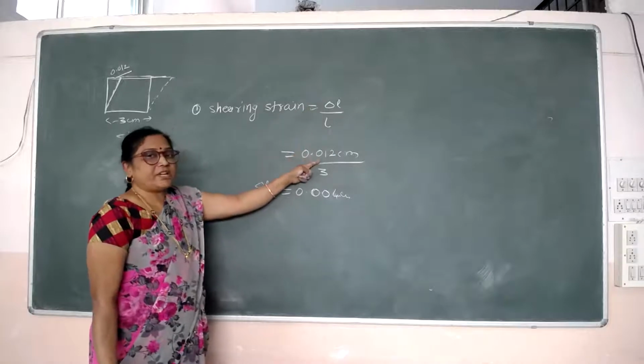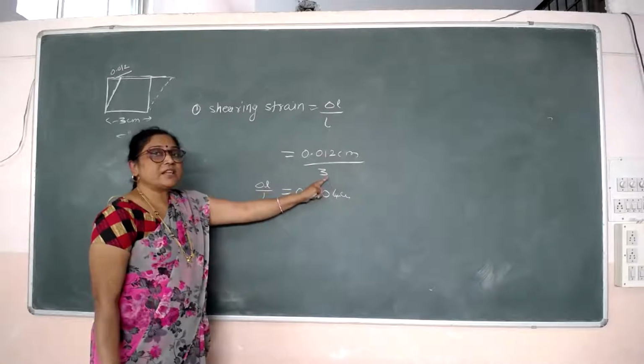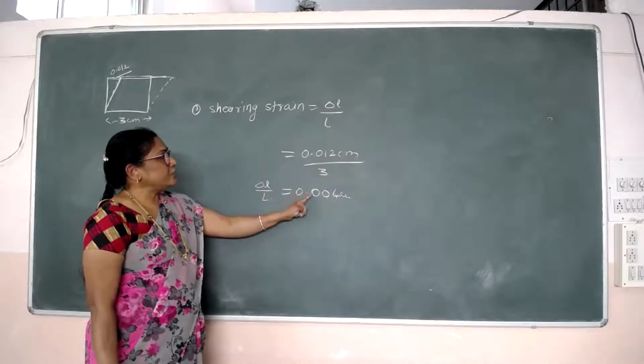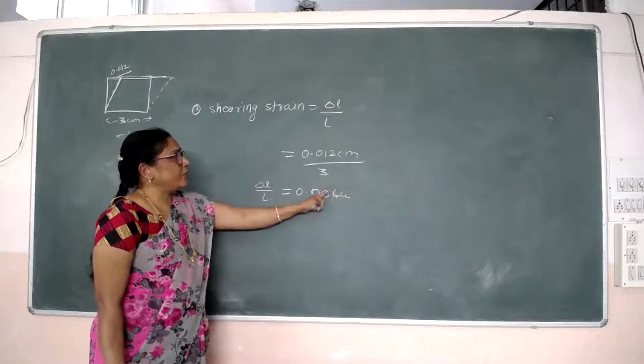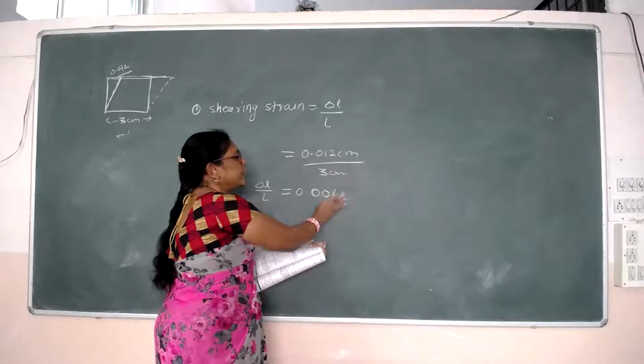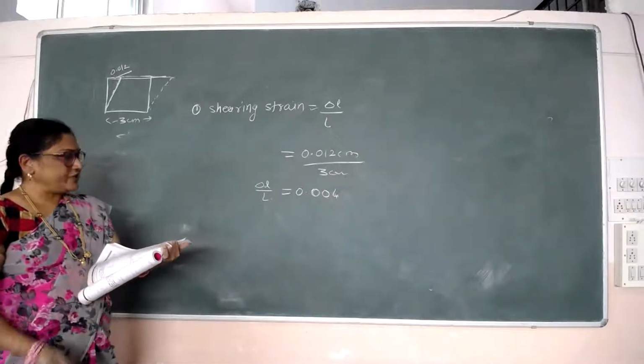Therefore, this value is given. Delta L is given 0.012. Original length is also given, that is 3. So delta L by L is equal to 0.004 centimeter. Centimeter gets cancelled, and strain is a unitless quantity. So in this way we can find the value of the change in length.